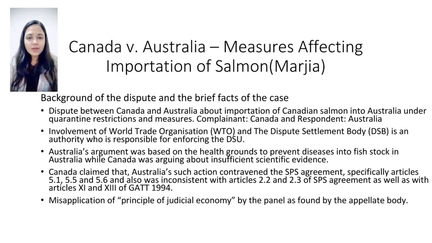Today we are going to present the case Canada versus Australia, measures affecting importation of salmon. I'm going to present the background of the dispute and the brief facts of the case. The dispute was between Canada and Australia about importation of Canadian salmon in uncooked form into Australia under Australian quarantine restrictions. Here, the complainant was Canada and the respondent was Australia. And today we're going to present Canada and support them in our case.